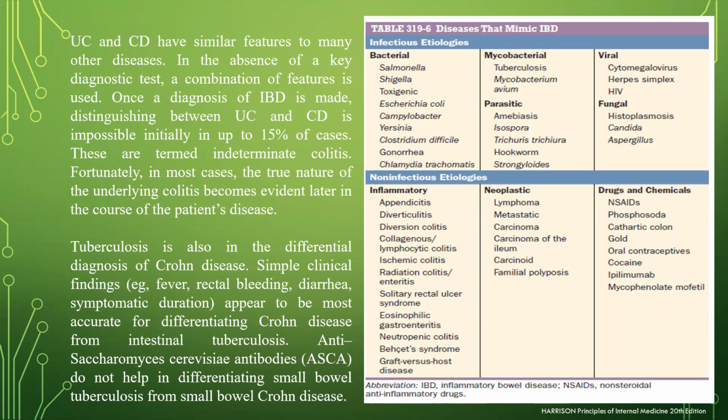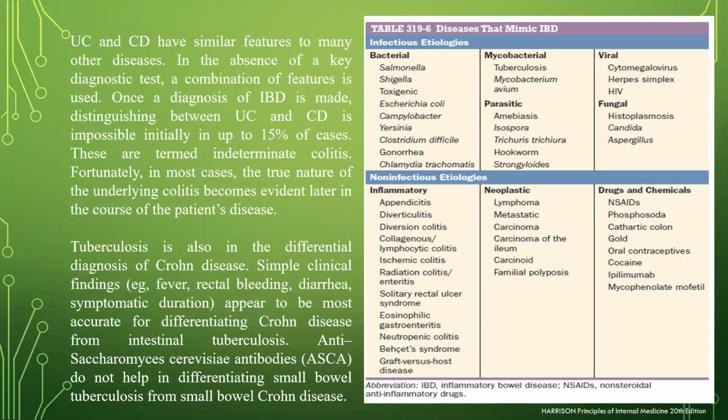Ulcerative colitis and Crohn have similar features to many other disorders. In the absence of a key diagnostic test, a combination of features is used. Once a diagnosis of inflammatory bowel disease is made, distinguishing between ulcerative colitis and Crohn is not possible initially in up to 15% of cases. These are termed indeterminate colitis. Fortunately, in most cases, the true nature of the underlying colitis becomes evident later in the course of the patient's disease.